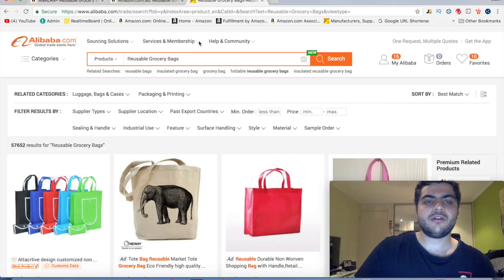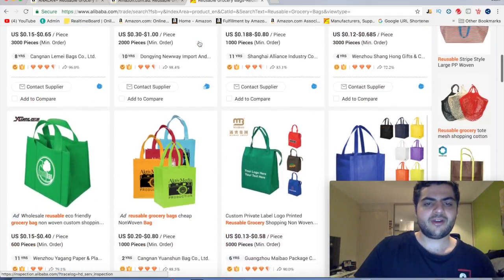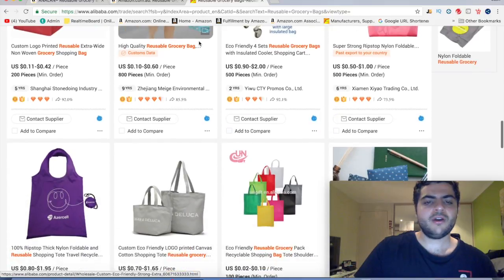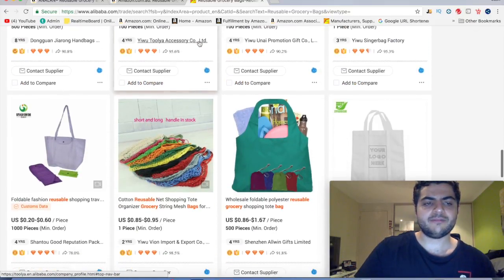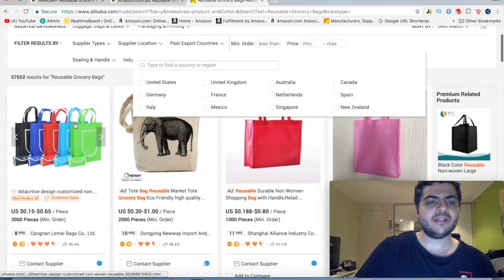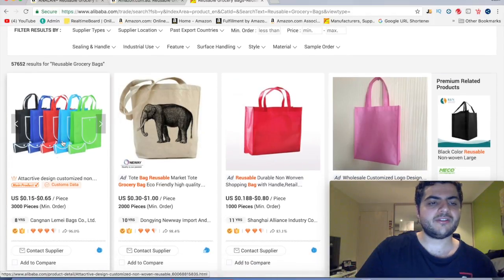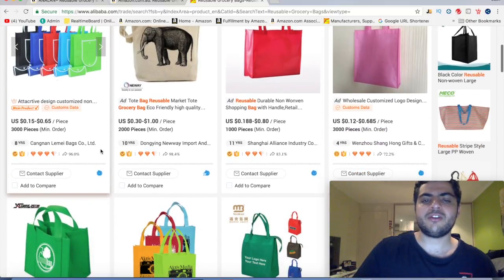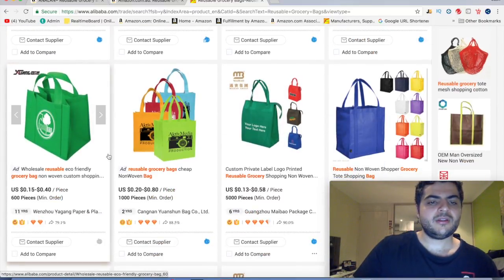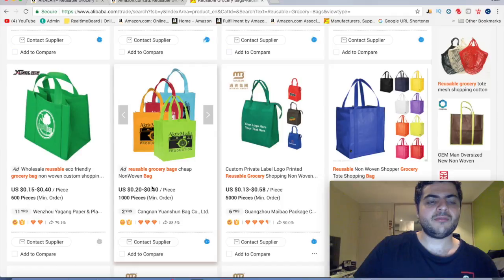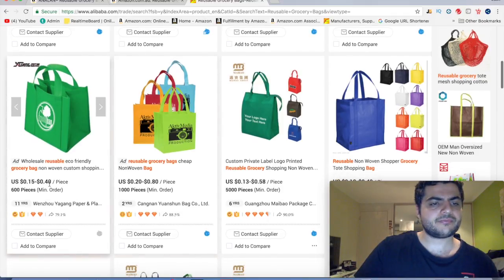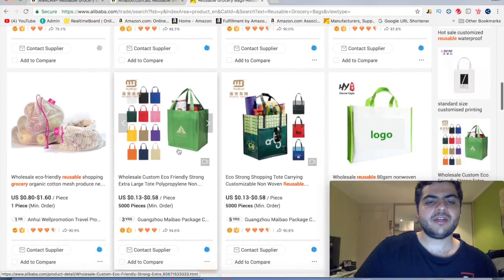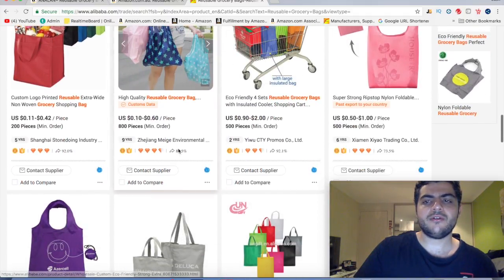So we are going to go into reusable grocery bags and try to find something similar to what we found on the Aussie site, or you can even go for something a little bit different. Let's go something like this. Or maybe not this, because it's 3,000 pieces for a minimum order. We don't want to spend that much. Here we go, 1,000 pieces minimum order. Even these ones here aren't too bad, but we'll keep going down anyway. 5,000 pieces, no.